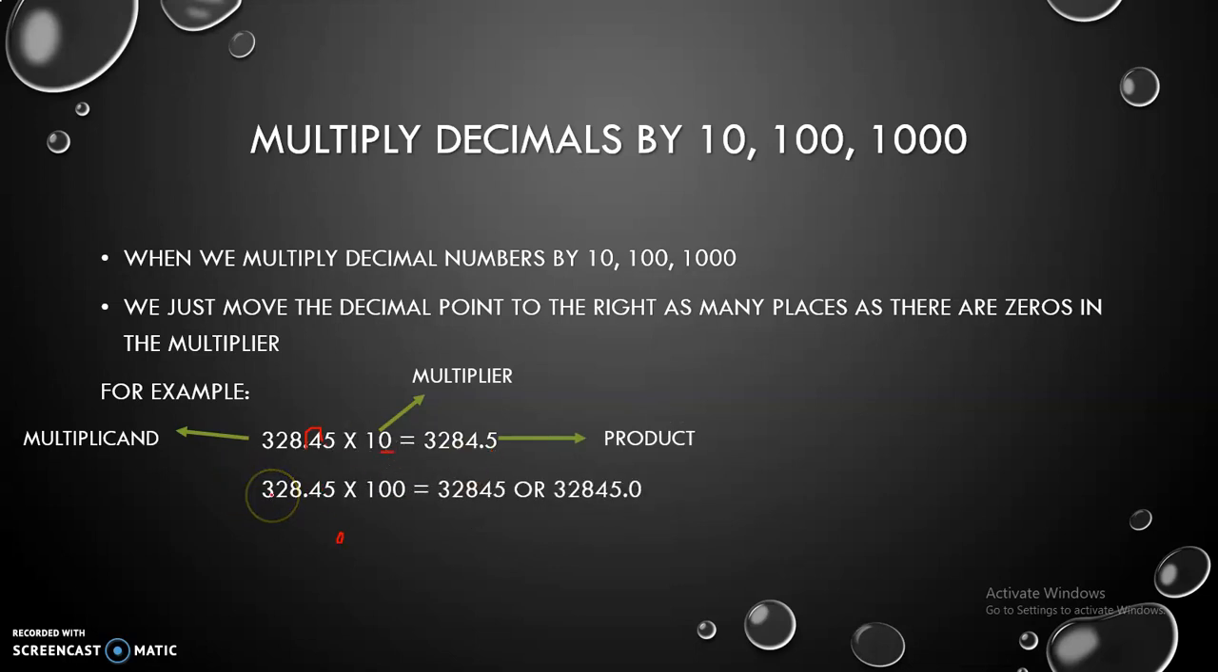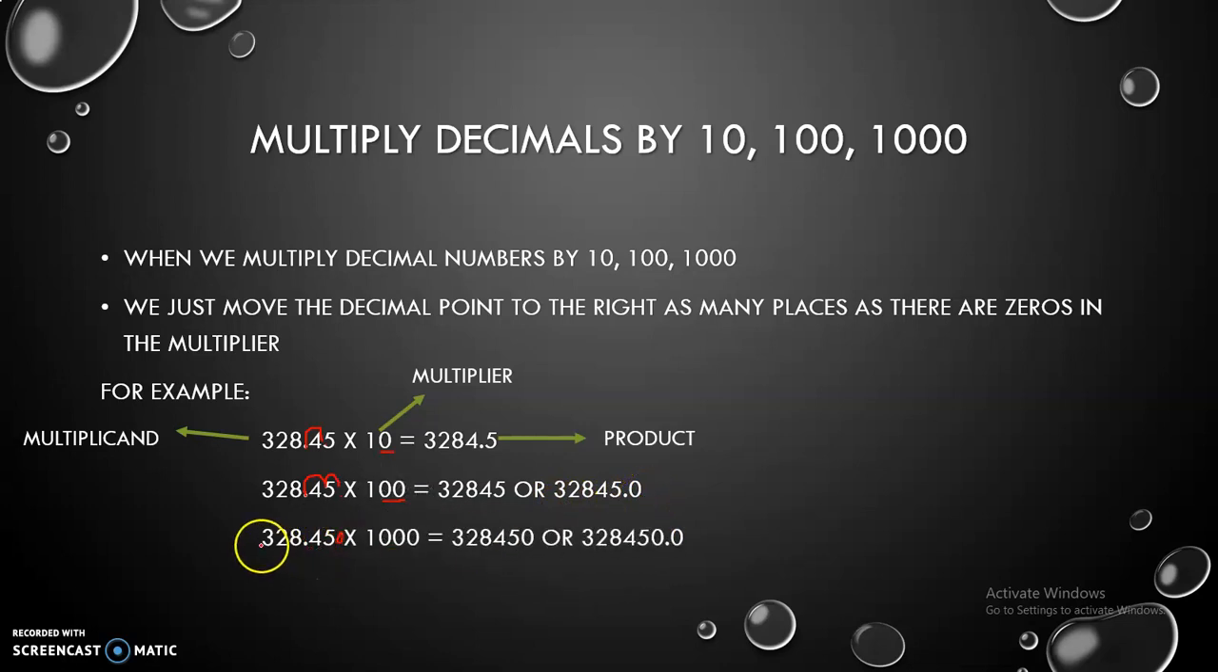Now in the second example, 328.45 multiplied by 100. Now in this multiplier we have two zeros, which means that we have to move this decimal point two digits to the right side. And when we move it two digits to the right side, the answer would be 32845. Or if you want to mention the decimal point, you can write it 32845.0.